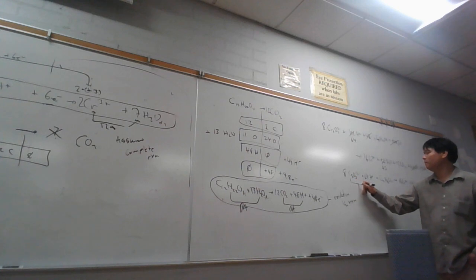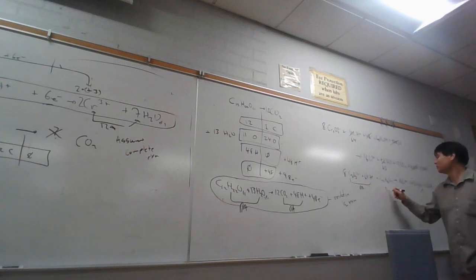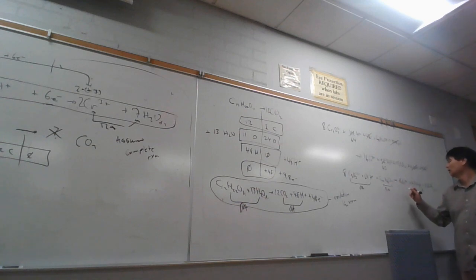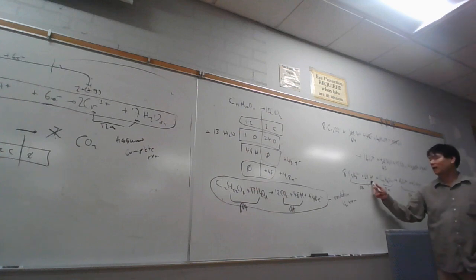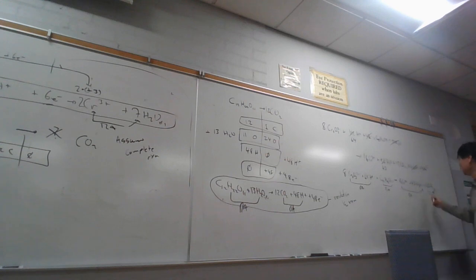So dichromate and H+, this is our oxidizer. This is our reducer. Going backwards, chromium 3 and water will be our reducer, and CO2 will be our oxidizer. Now, the problem is this. Dichromate and acid is on our chart. Is CO2 on our redox chart?